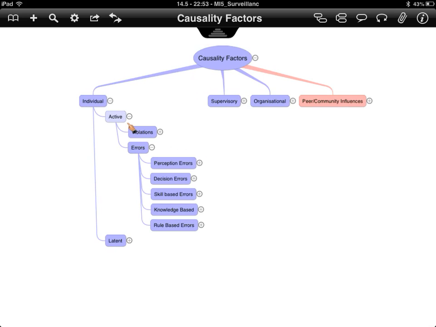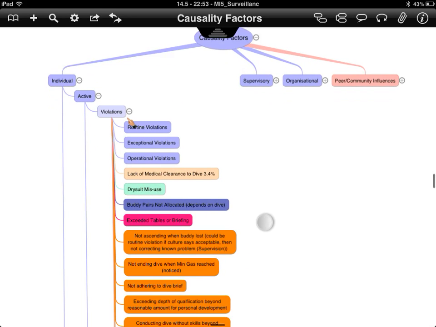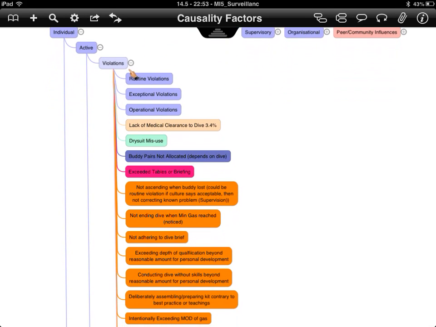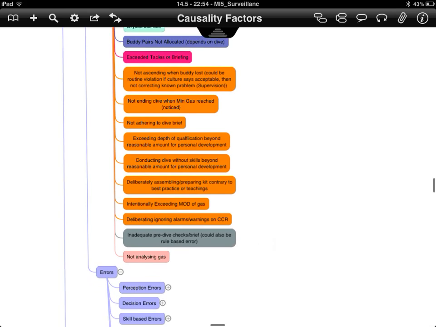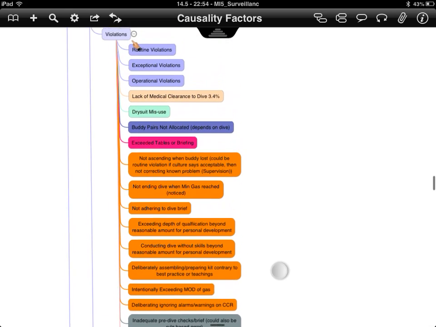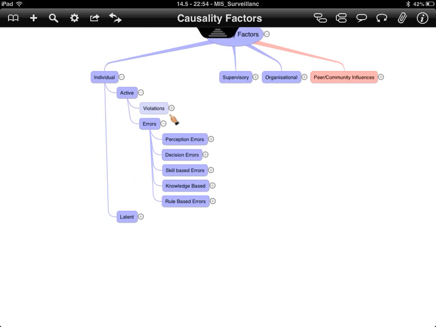Violations becomes a bit of a challenge trying to identify where they sit with its routine, exceptional, operational violations, because a lot of it is context driven, and a lot of the incident data doesn't show why or what the context is, and therefore a number of factors that are here, it's difficult to determine where they sit.